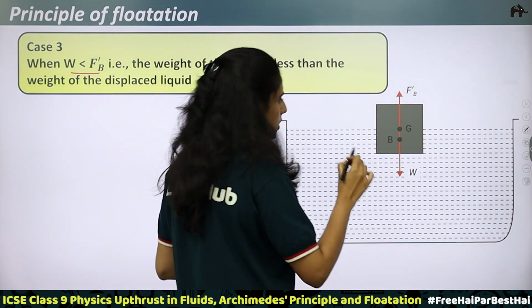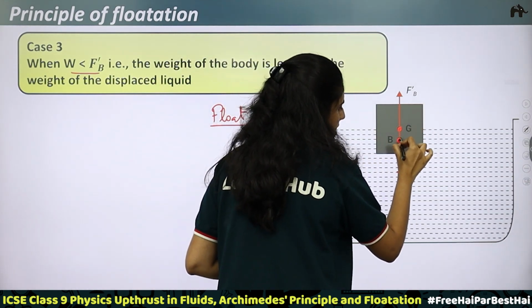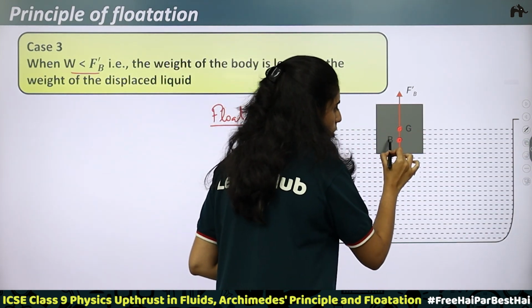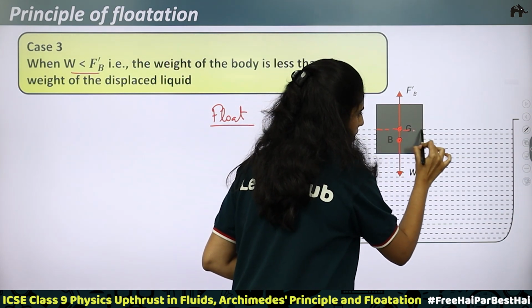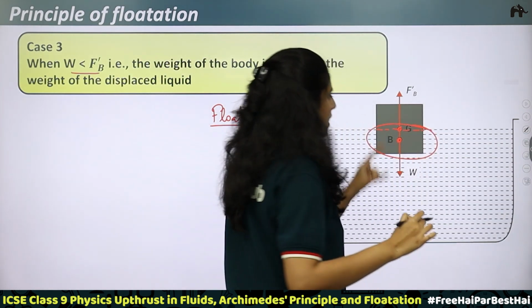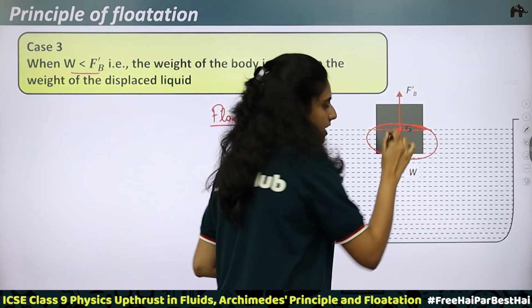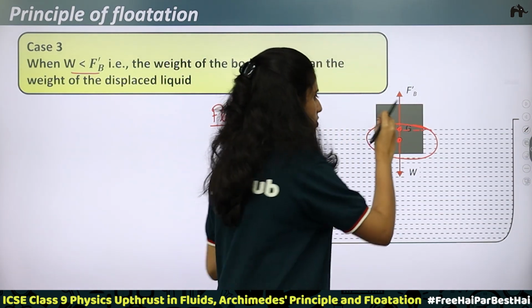So here you will be able to see that we have the center of gravity G, but the center of buoyancy will be below the center of gravity. Now the center of buoyancy will coincide with the center of gravity of only this portion. Consider this portion, and when you find the center of gravity, the center of buoyancy will coincide with it, which means the center of buoyancy is just below the center of gravity.